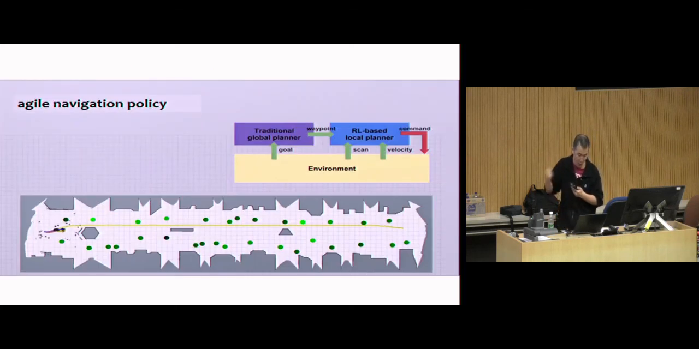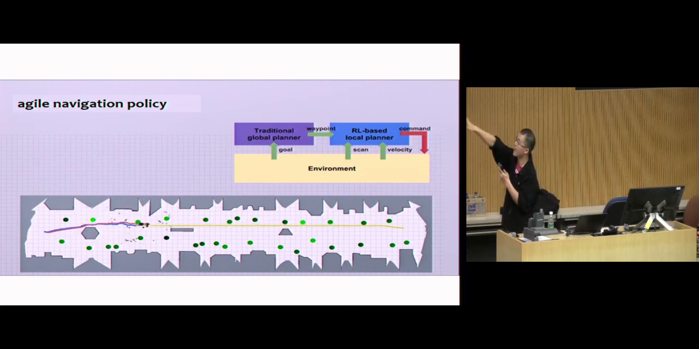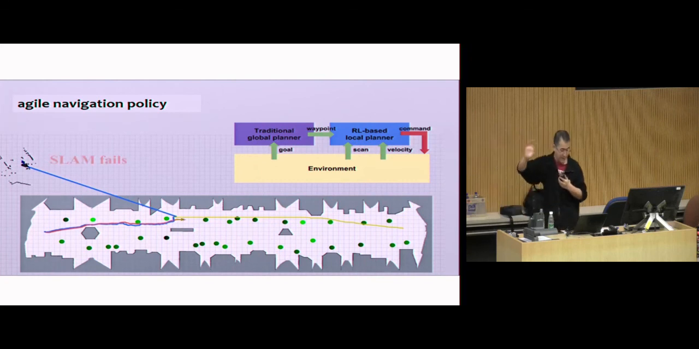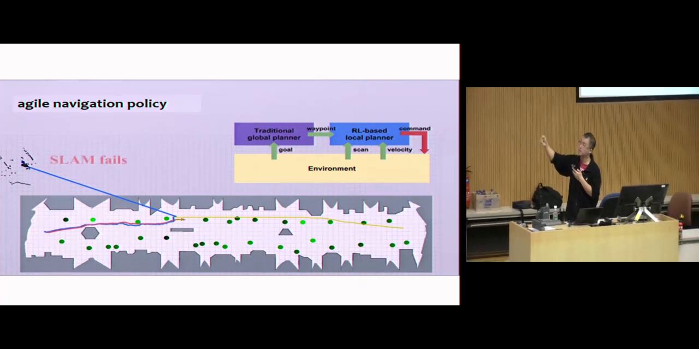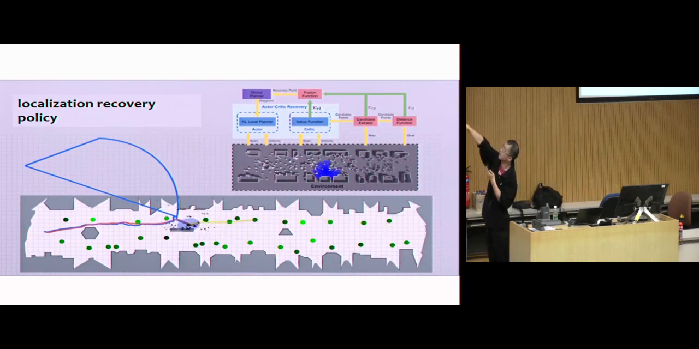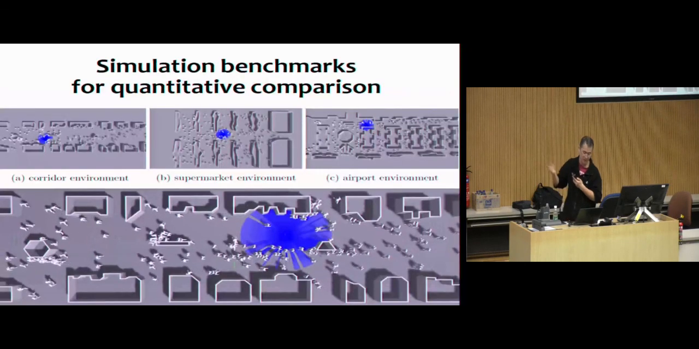Here is one illustration of what's happening. The robot is moving toward the goal. In the beginning everything is okay, and SLAM, the traditional localization, is working. However, at some moment, suddenly SLAM fails. Then you need to recover. What we do is use the value function to select from the green points. Different colors indicate different values or qualities for the feature richness, and then the robot can choose some of the features to recover its localization. I will show some videos later on the real robot. First, let's look at some simulation benchmarks.